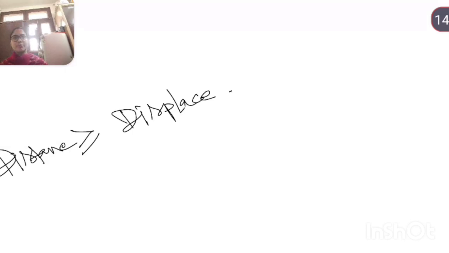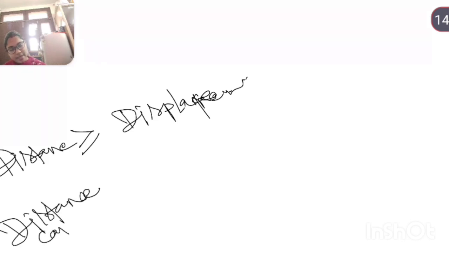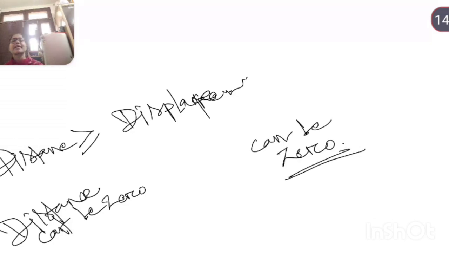Distance is always greater than or equal to displacement. And one more thing: distance can never be zero, but displacement can be zero. I have to explain these two statements by giving some examples, so that you can understand how distance is greater than or equal to displacement, and how distance cannot be zero but displacement can be zero.